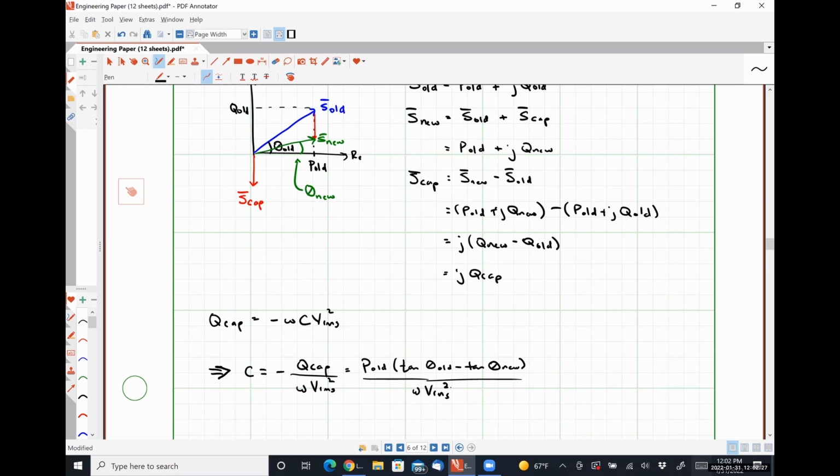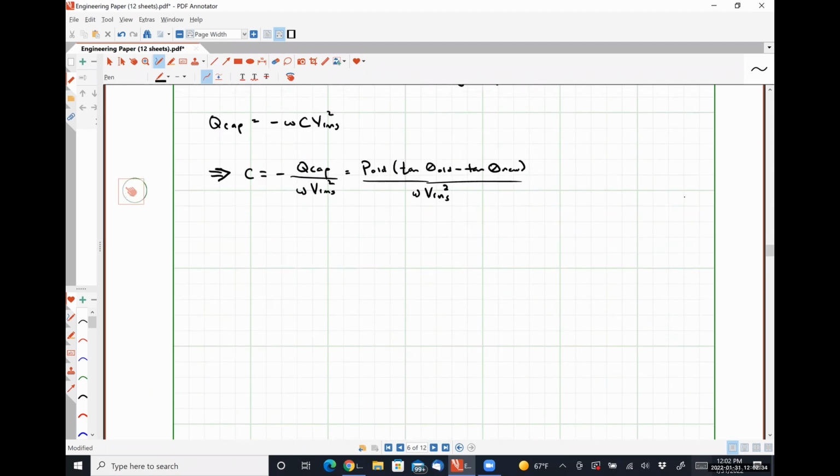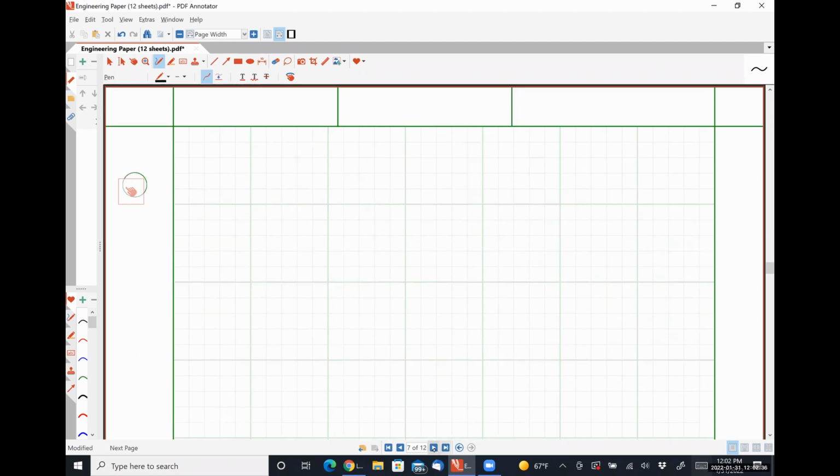So let's work a quick example here, or try to in the next 13 minutes. All right. So let's say that I have the following circuit. I have some RMS phasor source voltage Vs.